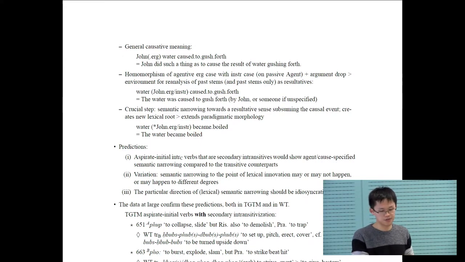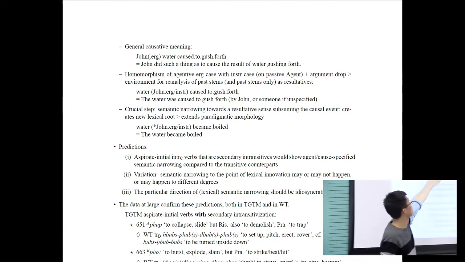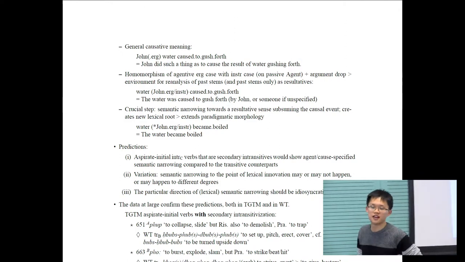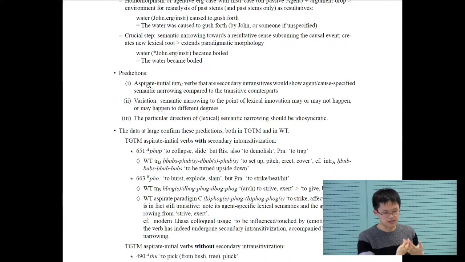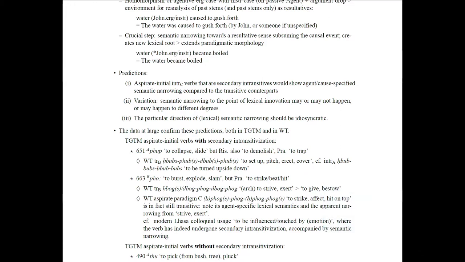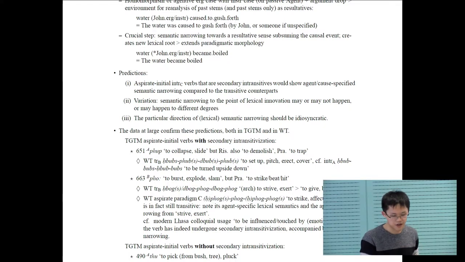It creates a new lexical root, and it leads, in the Tibetan case, to paradigmatic morphology extension. So this is the stage where you simply cannot say water became boiled by John anymore. The prediction of this analysis is that any aspirate initial intransitive C verbs that are secondary intransitives would show agent or cause specified semantic narrowing compared to transitive counterparts. There will be variation since this is a lexical shift.